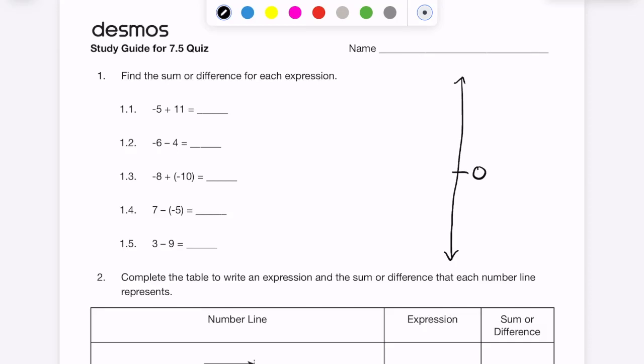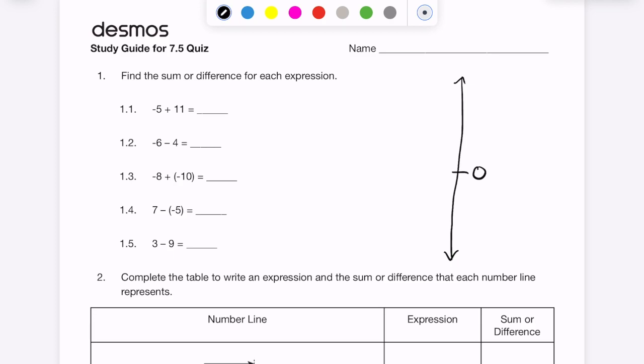Welcome everyone to the study guide review video for the 7th grade Unit 5 quiz on adding and subtracting positive and negative rational numbers. Okay, question 1. Find the sum or difference for each expression. For these, you are going to need to get all of them right to get full credit for this question. So we have negative 5 plus 11.